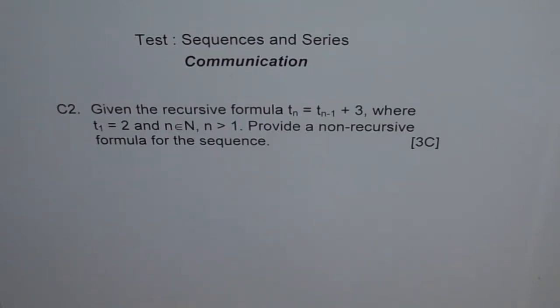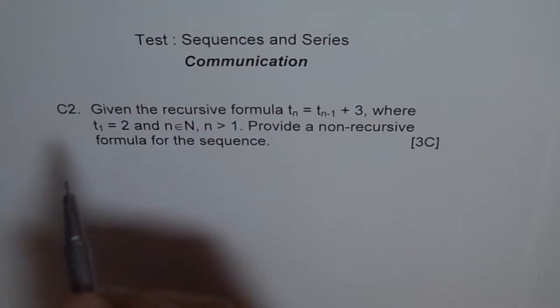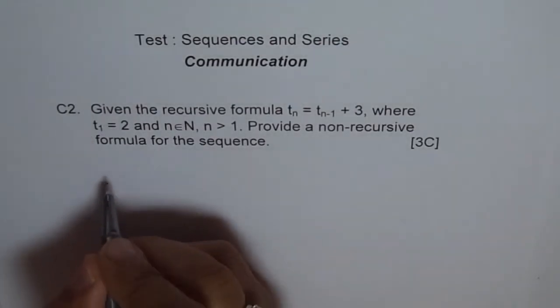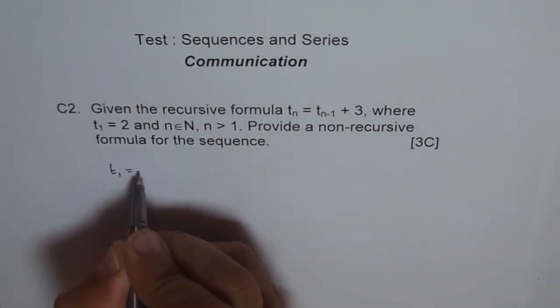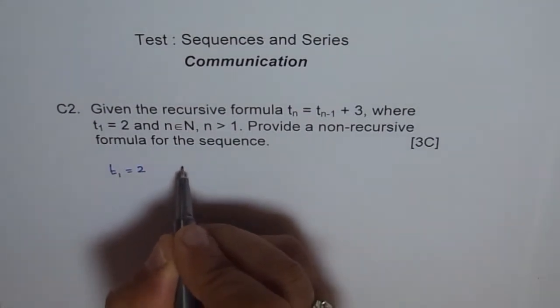The best way to go about here is to write from the recursive formula all the terms in the sequence, at least the first 4, okay? So let's start with that. We are given T1 equals 2. So we say T1 equals 2. Now what is T2 equal to?